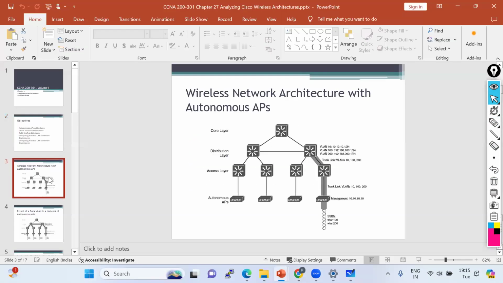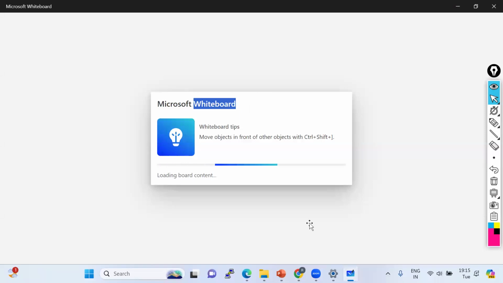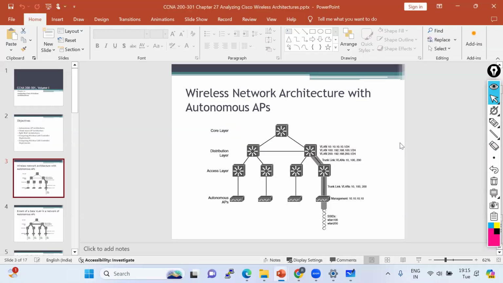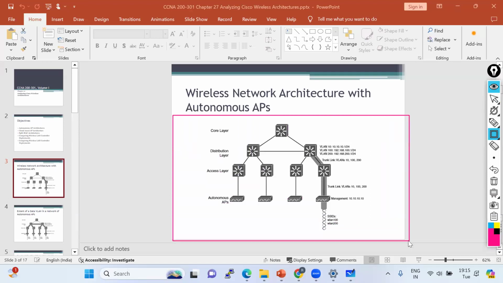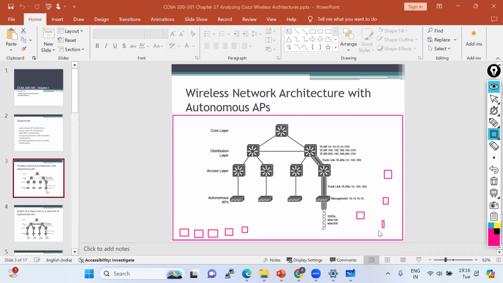Meanwhile, you can see here this is my wireless architecture. You can refer to this diagram. It shows how the wireless architecture communicates. Let's suppose this is your office, and many people are sitting here with laptops, sitting in different locations. These are all the users.